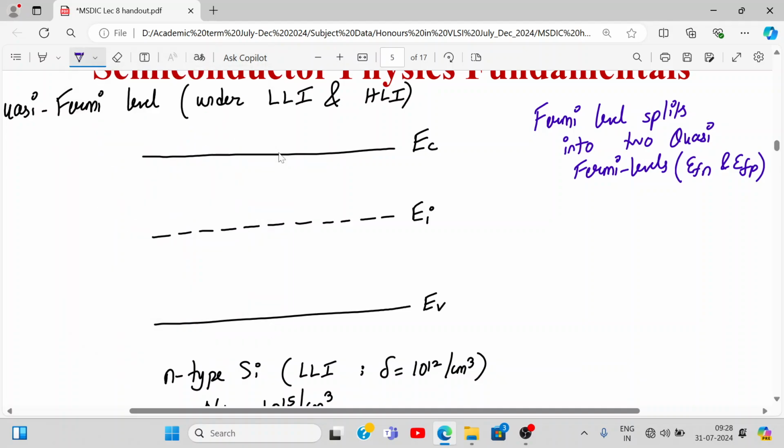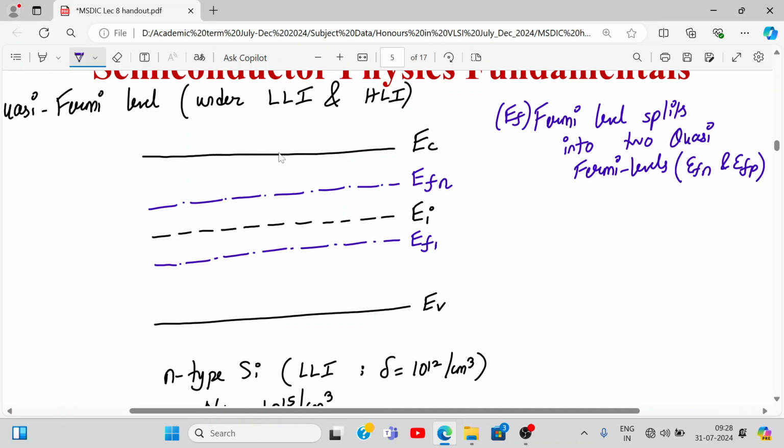So your Fermi level EF splits up into two quasi Fermi levels, EFN and EFP. One quasi Fermi level is over here near to the conduction band. Listen, first draw EFN. Another quasi Fermi level is over here, which is EFP.